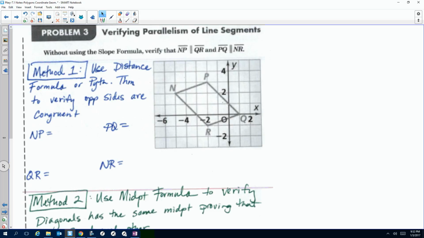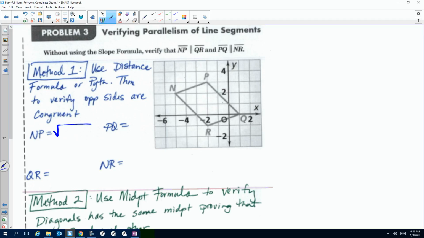Now on problem 3, I gave you the 2 methods that we're going to use. One is the distance formula, or the Pythagorean theorem, which we've done on our first 2 problems. So go ahead and use the distance formula or your rise over run, our one shot kind of attack.